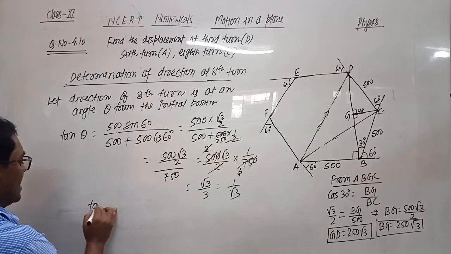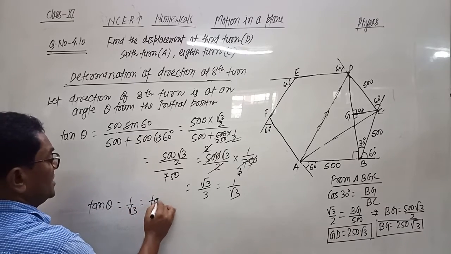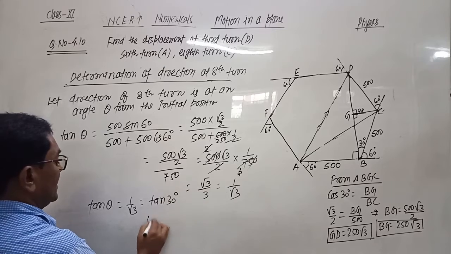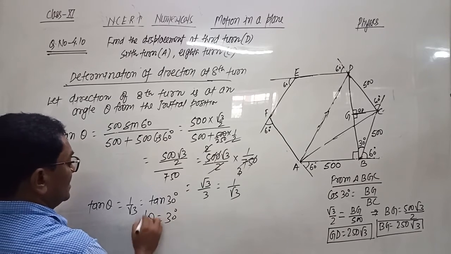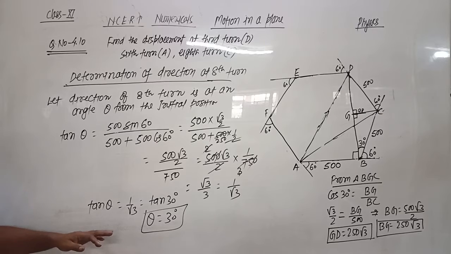So tan theta equals 1 by root 3, and 1 by root 3 is written as tan 30 degree. So the angle theta comes to be 30 degree. So the resultant is making an angle theta equals 30 degree from the initial position. So this question is completed.